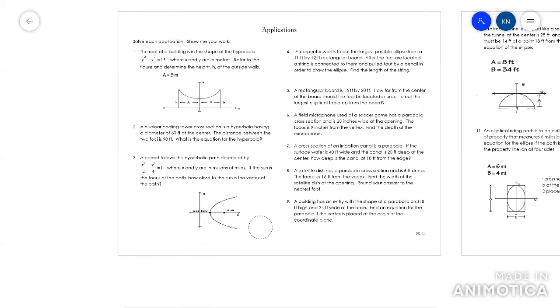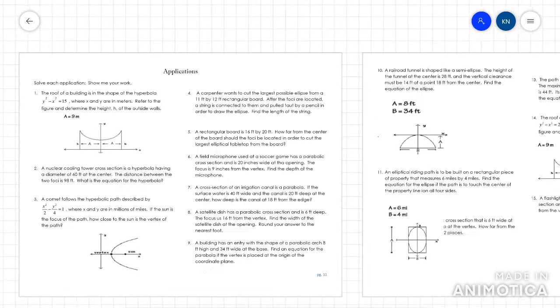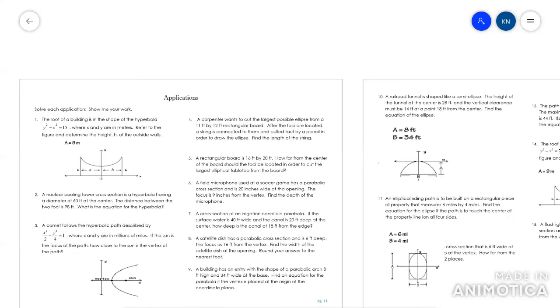Okay, number 4. There's this rectangular board. Okay, imagine a rectangle. They want to cut an ellipse from it. So an ellipse is being cut from it. They tell me that this board is 12 by 11, which means from center, we're going half of 12 and half of 11.